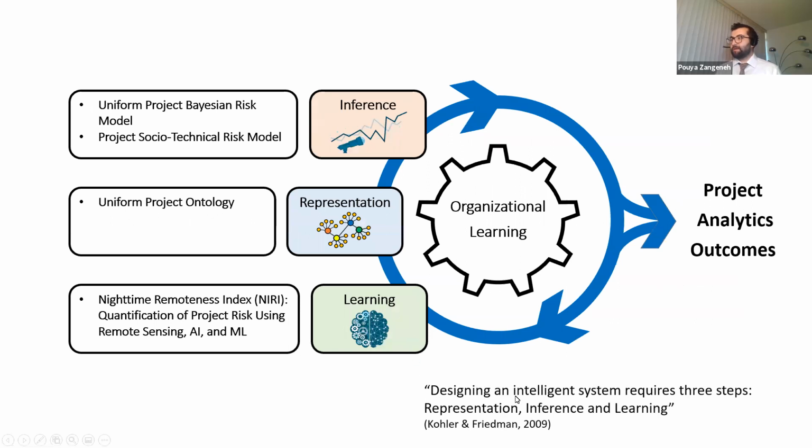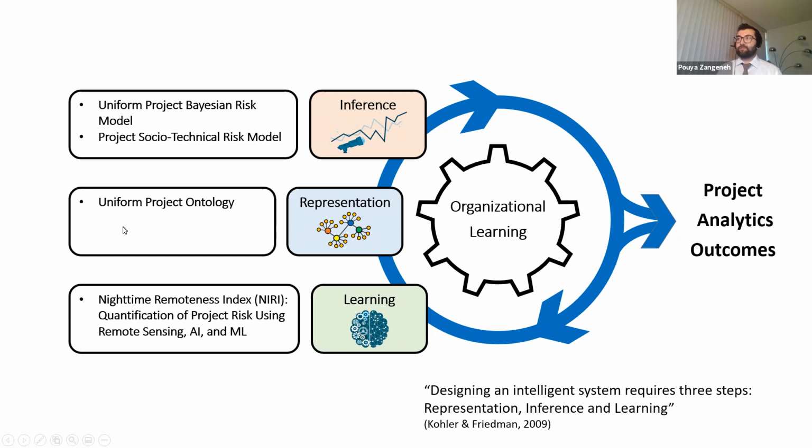There is a quote that I really like from a book that I read, saying that designing an intelligent system requires three steps of representation, inference, and learning. And that is how they structured the book. As I was dealing with the problem of what the best method of collecting and capturing data is, and what the best method of learning from data and inferring from it is, I really liked this categorization into three steps of representation, learning, and inference. And that is essentially how I approached the problem.